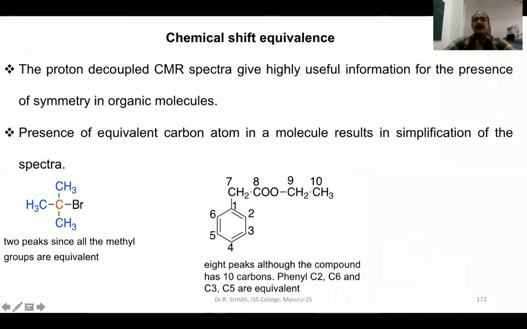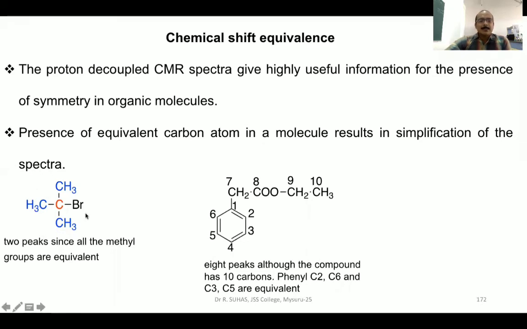Next is chemical shift equivalence. So chemical shift equivalence is nothing but chemical equivalence that we have seen in the proton NMR. The same thing holds good here also. That means if the carbon is present in the same atmosphere, then we will call that as chemically equivalent carbon. So instead of getting different peaks, since all the carbons are present in the same environment, you are going to get only one peak here. So this is usually seen in the proton decoupled CMR spectra, and that will give very useful information for the presence of symmetry in the organic molecules. So presence of equivalent carbon atoms in a molecule results in the simplification of the spectra.